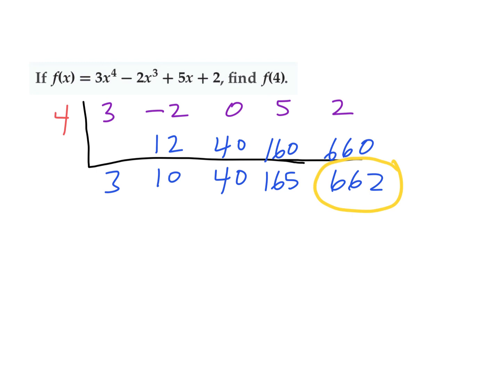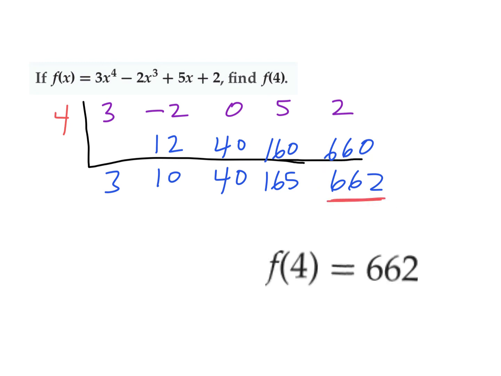You don't have to multiply. You don't have to worry about plus and minus signs being wrong because some of you had that problem on the quiz yesterday. Okay? And so this is what synthetic substitution allows us to do. And that's why it's called the remainder theorem, because in the spot that normally would be the remainder is the actual evaluation. Okay? F of 4 equals 662.